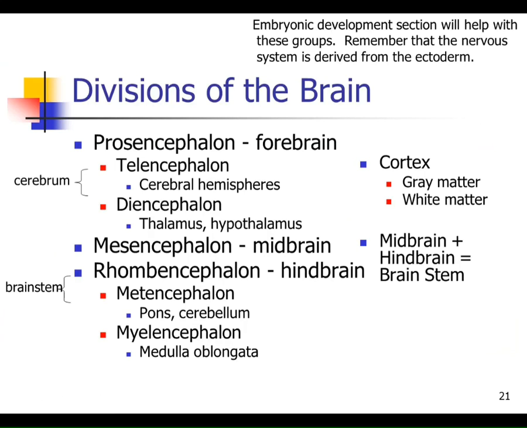Now, the next part, I'm going to throw some new words at you, but they all have the same root. All that's different is the prefix. So that's what you're focusing on. All these parts of the brain have the term in them, encephalon. Well, encephalitis, right? Inflammation of the brain. So all these encephalon words are parts of the brain. And before it is a prefix. So there's the prosencephalon, the mesencephalon, and the rhombencephalon.